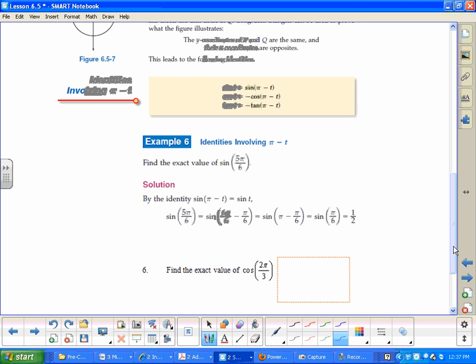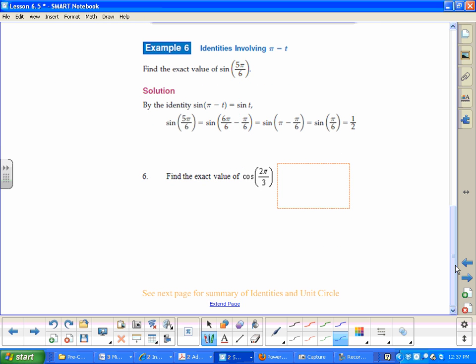Okay. And then we have these identities here involving pi minus t. And these we won't use very often. And more often than not, you're just going to use whatever the angle they give you. So in other words, they ask you to find the sine of 5 pi over 6. That's on your unit circle. Use your unit circle. Okay.